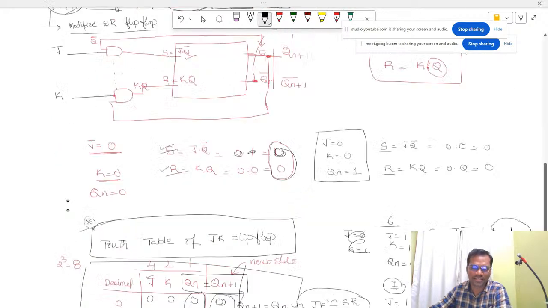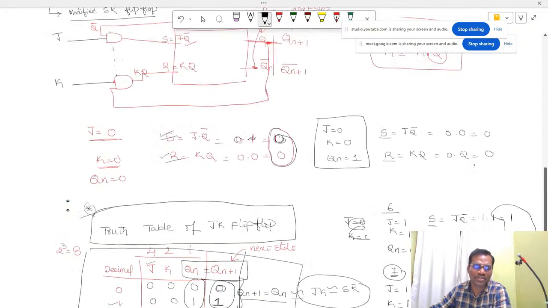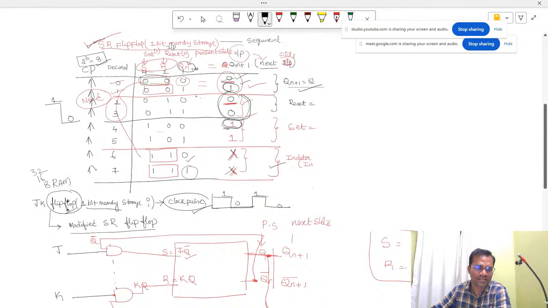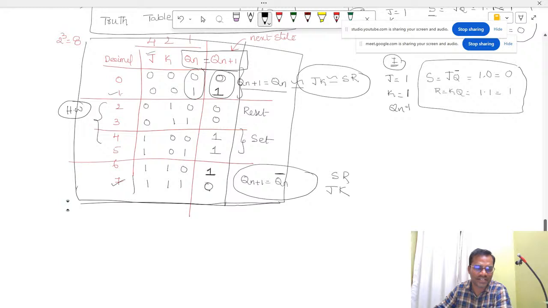So come to our SR table. In the SR table, what is the input? We are having 0 and 1. Where is 0 and 1? So if you are having 0 and 1, output is how much? 0. So where is that 0? Here we have 0. We have written it.